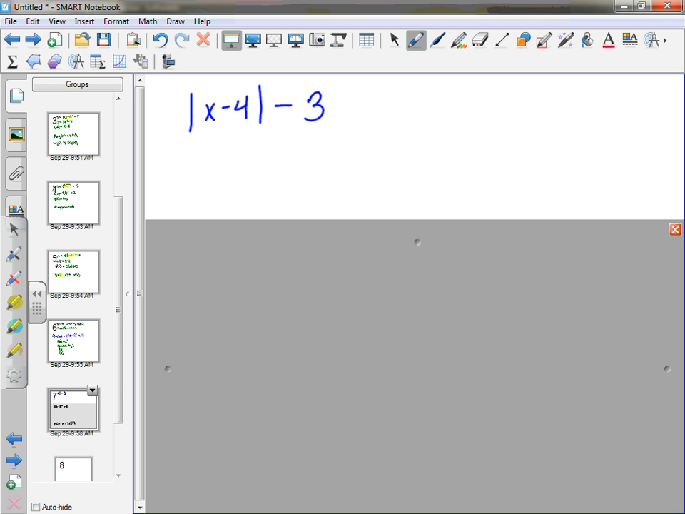So this one right here, the absolute value of x minus 4, minus 3. So what function gives with absolute value? That means your parent function is going to be the absolute value of x. And what's happening to it? The 4 actually goes to the right 4 units, and the 3 is going to go down 3 units.